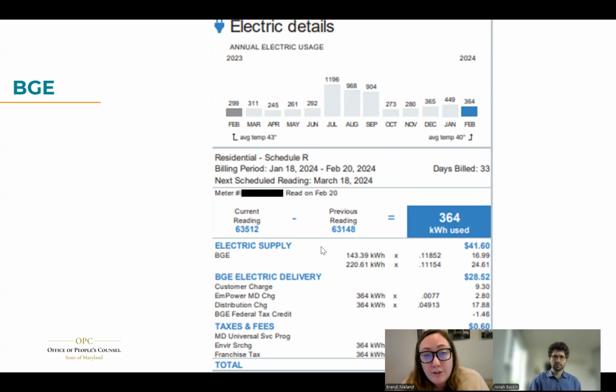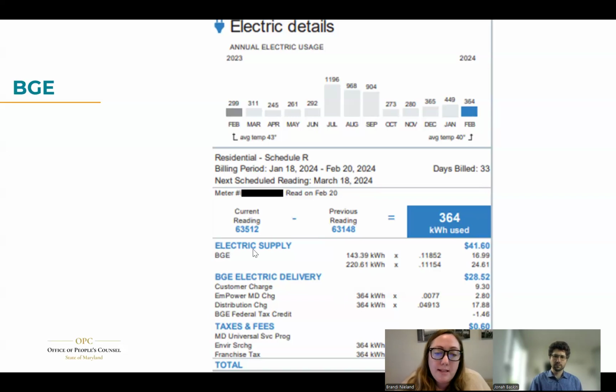And you can actually do this too if you look at your meter. You compare it to the last month. So this is the previous read. If this is February's bill, I would look back at January and take a look at what my previous read is, what my current read is, just subtract it. So 364 kilowatt hours used.